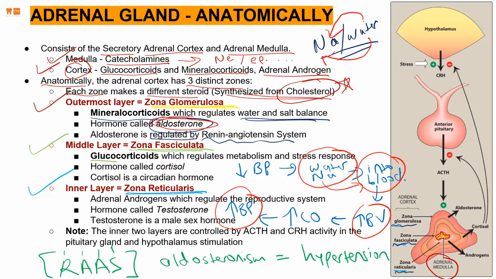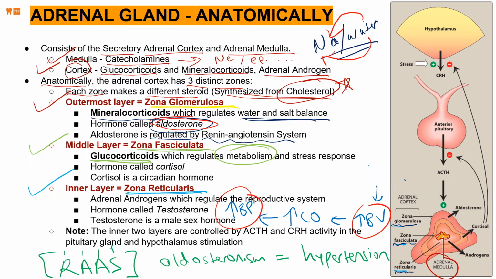Zona fasciculata makes glucocorticoids, which regulate metabolism and stress response. I'll get rid of this first, guys, so it's easy. So what that tells us is, like water following sodium, metabolism follows stress. What does that mean?